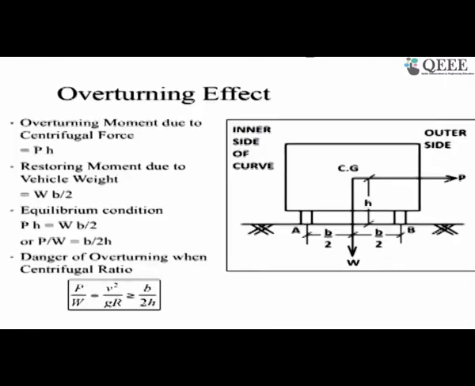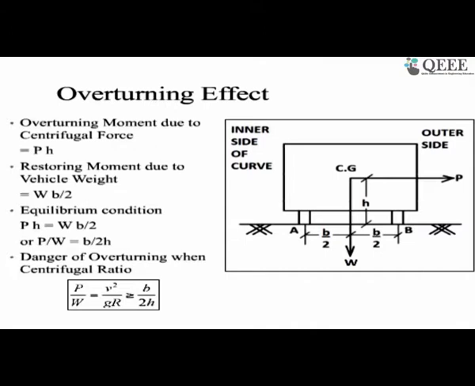Now let's move on to the super elevation. The overturning effect: as we said, the load P is equal to WV squared by gR. Here, if you see in this figure, the centrifugal force is acting in this direction and the weight is acting in this direction. The centrifugal force acts from the center of gravity of the vehicle. So the overturning moment it is creating is P times H.